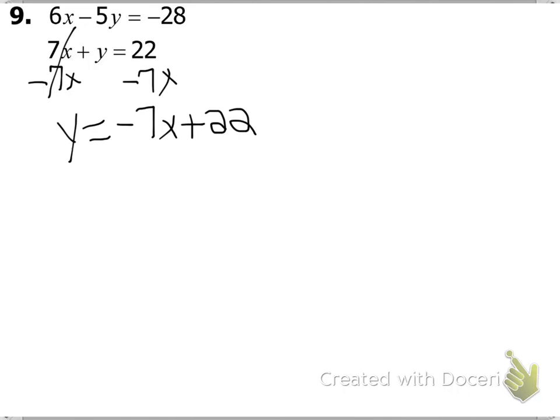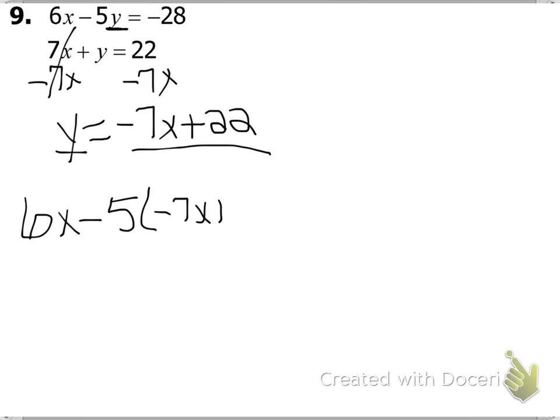Now I've got an equation solved for one of my variables. Now I can just plug what into my other equation for which variable? Y. Plugging in for y, but what am I plugging in for y? Negative 7x plus 22. Y equals that expression, so I can replace the y in my other equation with that expression. Everyone got that? So 6x minus 5 times negative 7x plus 22 equals negative 28.